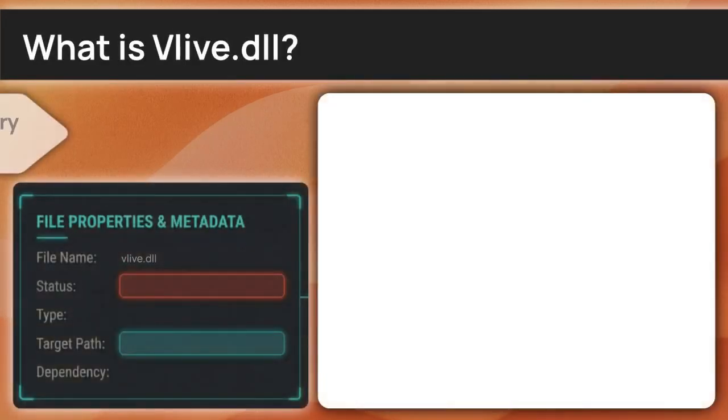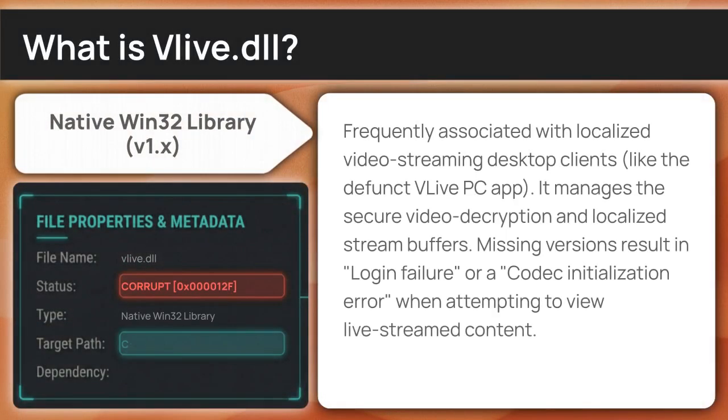This is the Vlive module, frequently associated with localized video streaming desktop clients, like the defunct Vlive PC app. It manages the secure video decryption and localized stream buffers. Missing versions result in login failure or a codec initialization error when attempting to view live streamed content. Since we've covered what this file is, let's move to the primary fix.